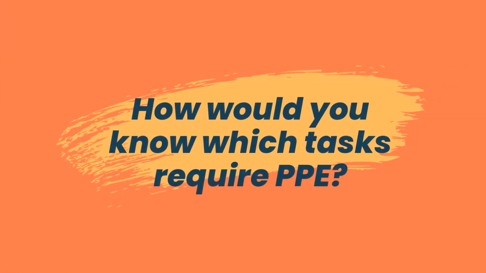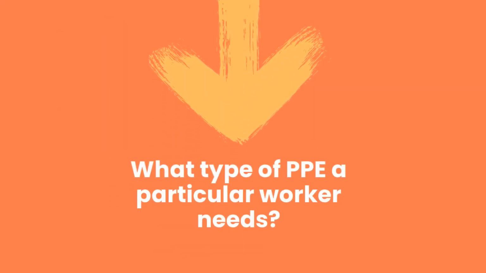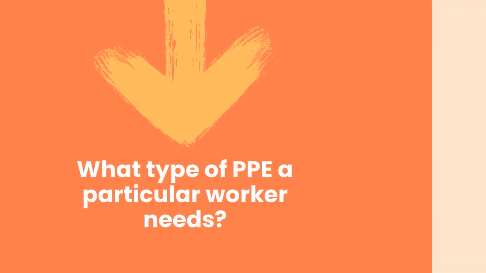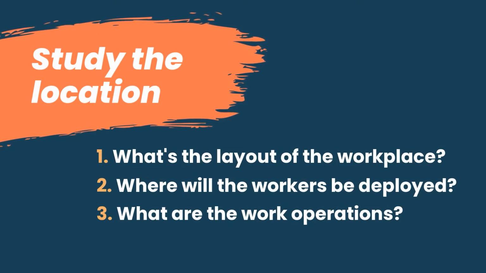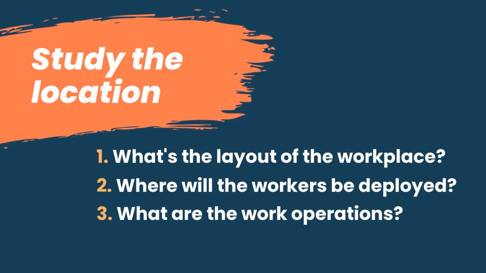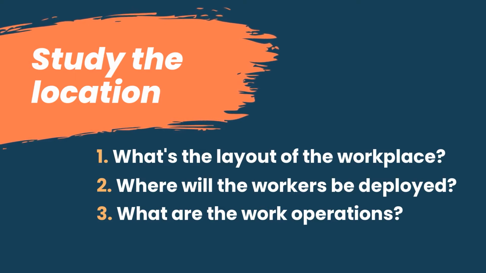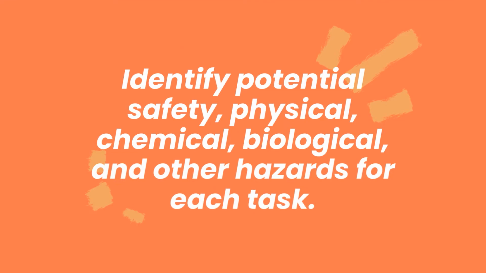Now, how would you know which tasks require PPE and what type of PPE a worker needs? First, do a walkthrough survey. Study the location. What's the layout of the workplace? Where will you deploy your employees? What are the work operations? Answer these questions and identify potential safety, physical, chemical, biological, or other hazards for each task.